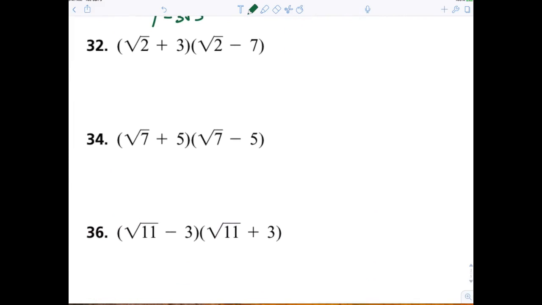Number 32. What's square root of 2 times square root of 2? 2. Smiley face, what's that? Come on, plus 3 radical 2. What's this? Minus 7 radical 2. And then what's this?